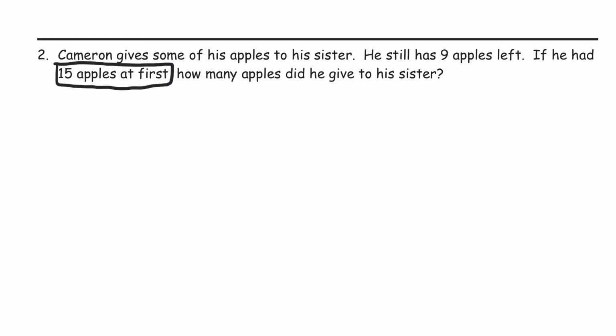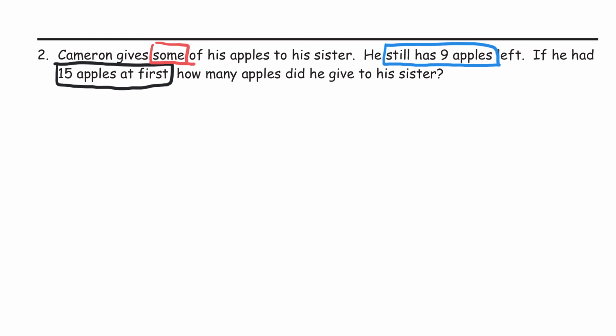Then he gives some apples to his sister. So some is our mystery number. Remember, anytime we see a word where they go, hey, they gave some away, or he got some more, some is our clue that we don't know what it is. That's our mystery number. And then it says that he still has 9 apples. So he does have 9 apples. So that's how many he has now.